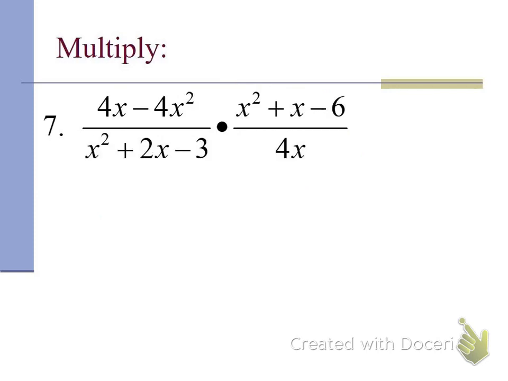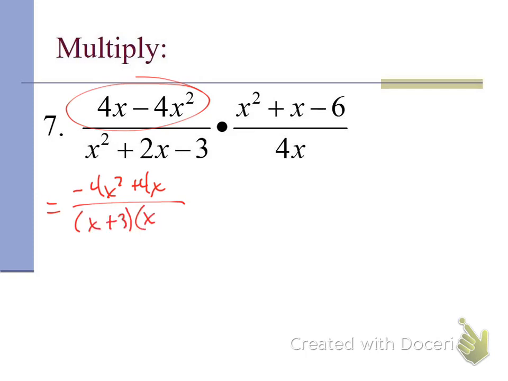Okay? That works here as well. Multiplying these two fractions, I can diagonally or vertically simplify as well. I need to rewrite this guy in standard form. I'm going to factor the denominator into x plus 3, x minus 1. Then we go x plus 3, x minus 2.